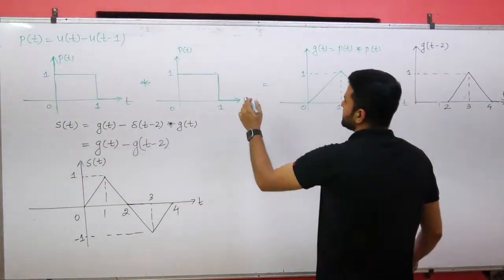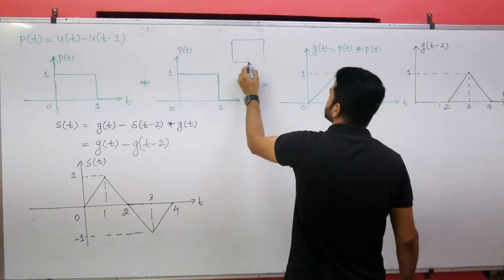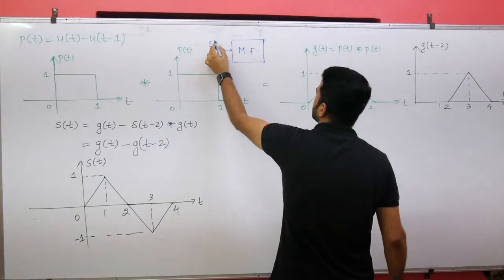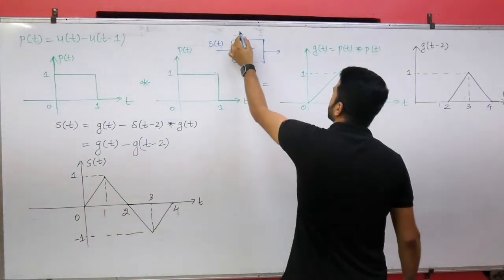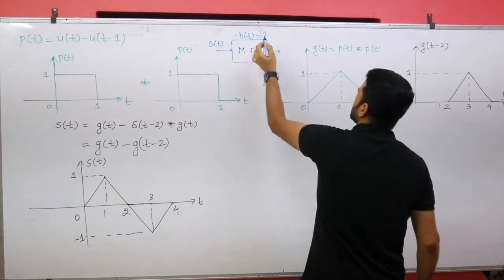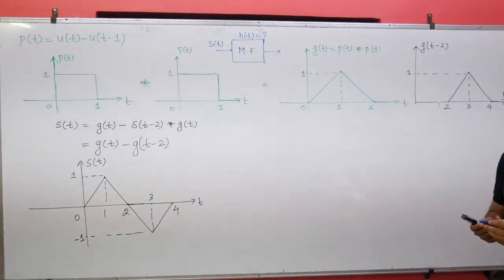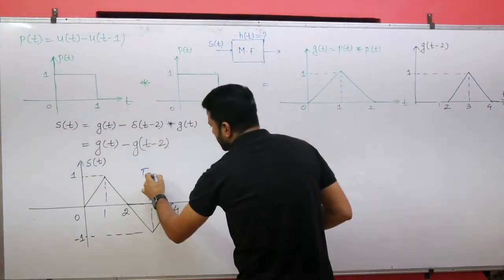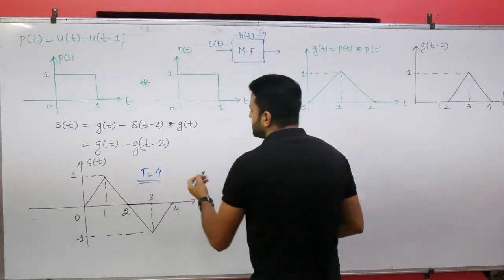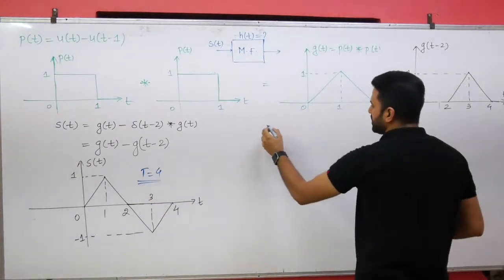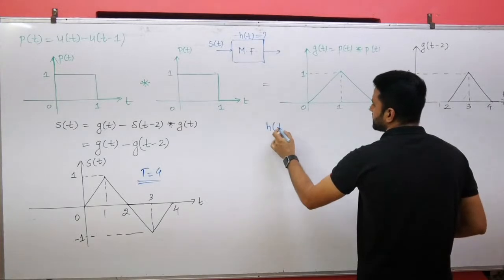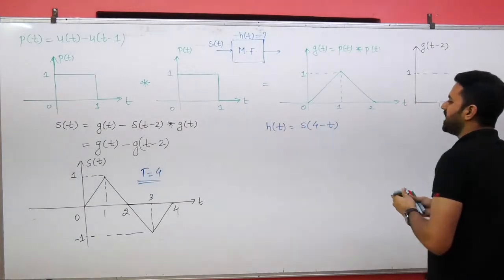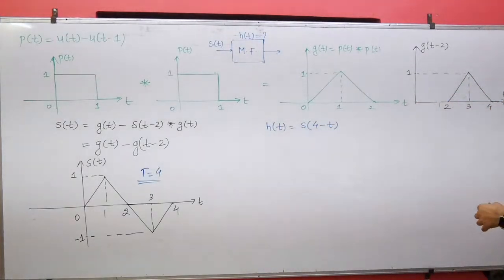Okay, so here the question is, this is the matched filter and the input to the matched filter is s(t), and now we have to calculate h(t). What is the response of this matched filter? What is the duration? The total duration of the input to the matched filter is 4. So the response will be h(t) equal to s(4 minus t).